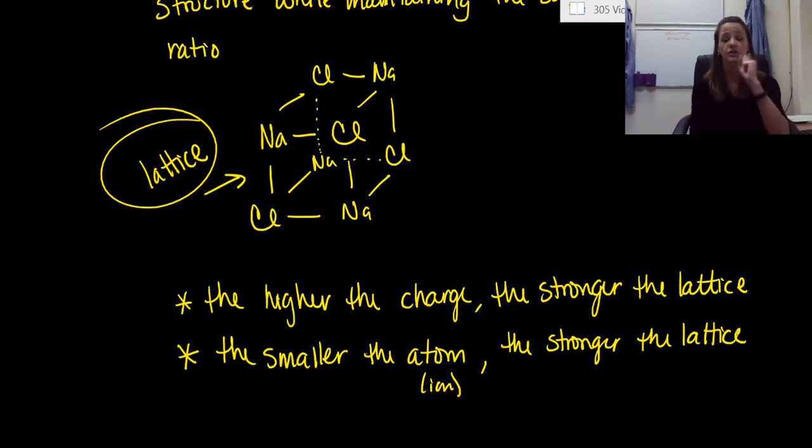So the higher the charge, the stronger the lattice, or the smaller the atom, the stronger the lattice. Those are our two big pieces.